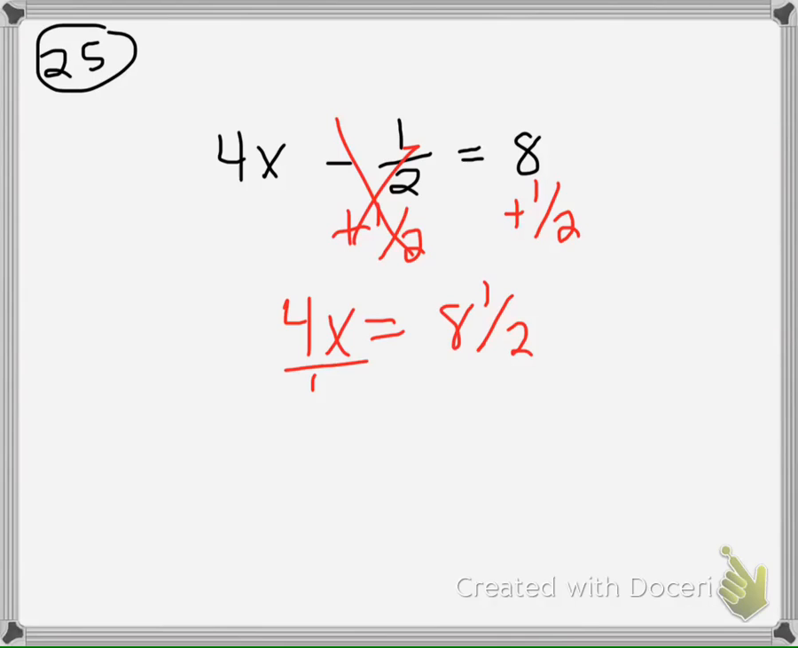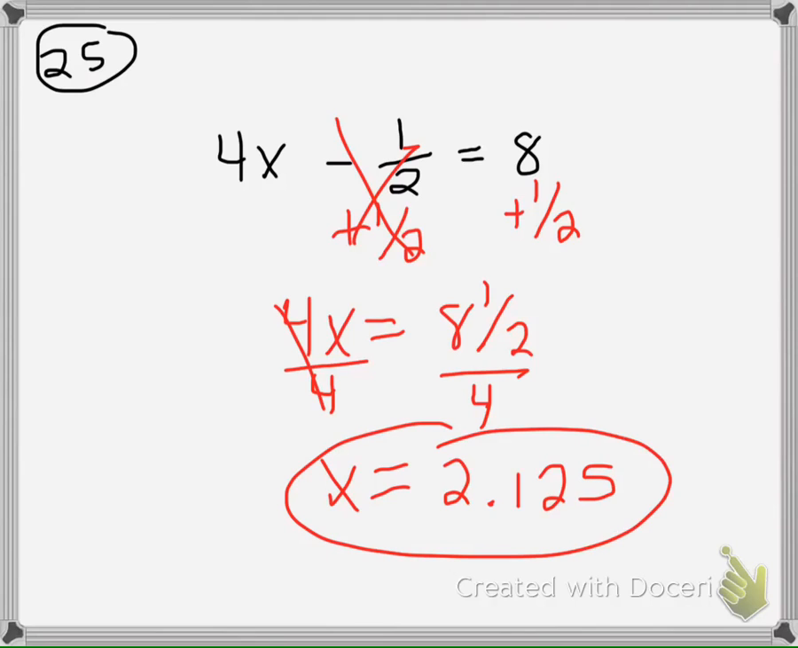Okay, now I need to get rid of the 4 by dividing. And I just simply did this on my calculator and turned it into a fraction. And it was a decimal, 2.125. I did 8.5 divided by 4 and got that.